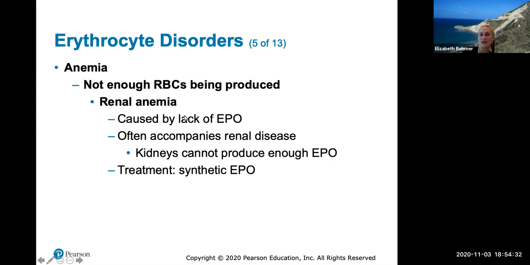Renal anemia is caused by lack of erythropoietin. It's called renal anemia because your kidneys, renal, are what produce that erythropoietin hormone. This is often the case if there's some other sort of renal disease going on. So your kidneys cannot produce enough erythropoietin, which stimulates red blood cell production. So you just get treated with a synthetic hormone, erythropoietin.